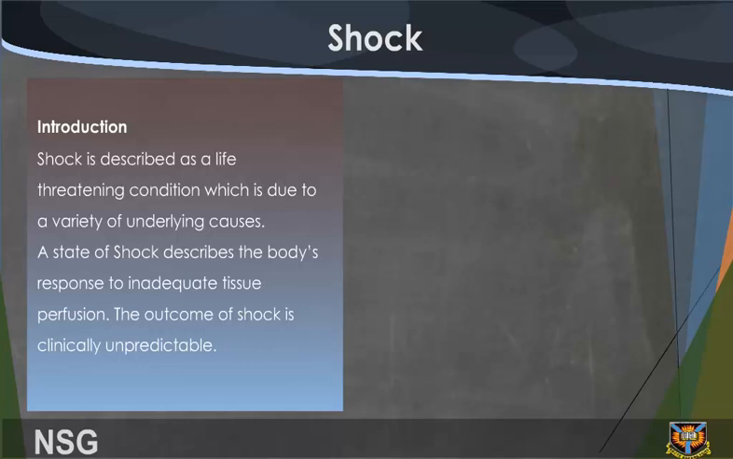Introduction. Shock is described as a life-threatening condition which is due to a variety of underlying causes. A state of shock describes the body's response to inadequate tissue perfusion. The outcome of shock is clinically unpredictable.